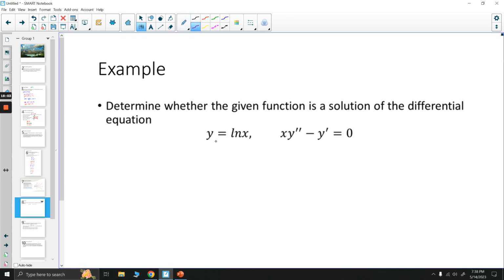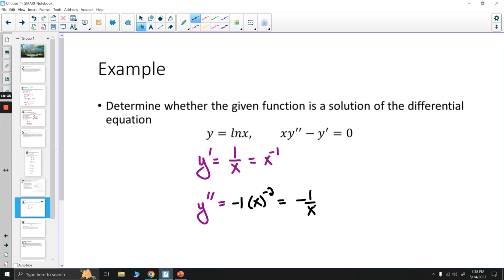Well, if we think we have a function that might be the case, y equals ln x, all we have to do is plug it into here. It's not actually asking for y, but we can find y prime. Y prime would be the derivative of ln x, which is 1 over x. And then y double prime, this is like saying x to the negative 1, so y double prime is going to be negative 1 times x to the negative 2, which is to say negative 1 over x squared.